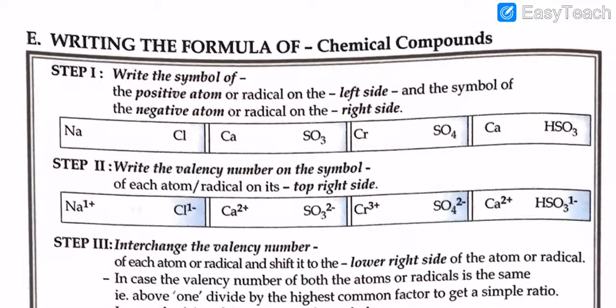Okay, moving on to writing the formula of a chemical compound. How do you do that? To write the symbol of the compound, the positive atom is written on the left side and the negative is written on the right side.